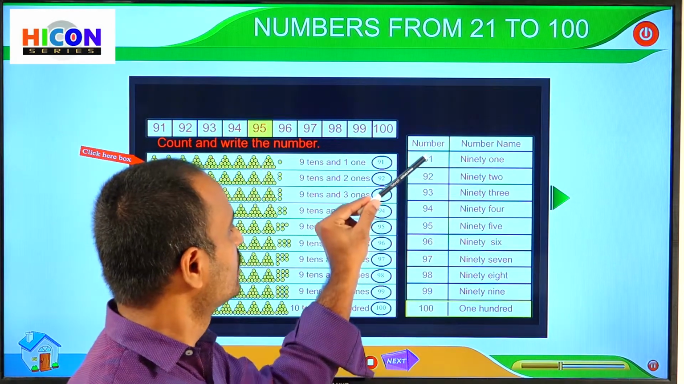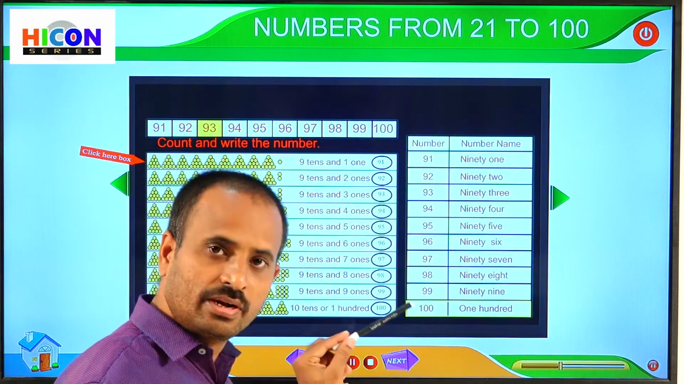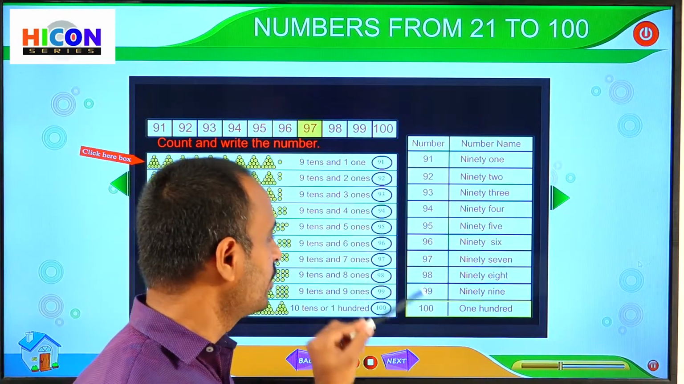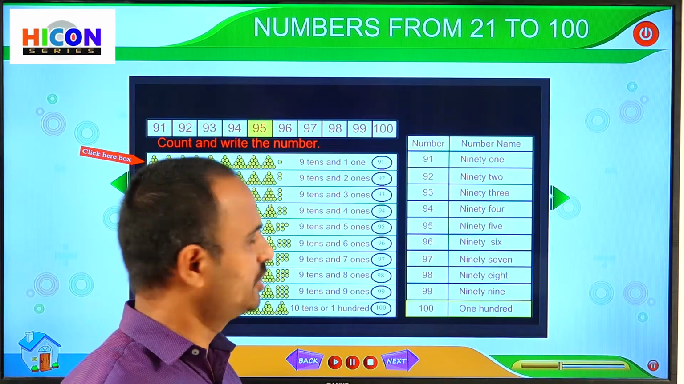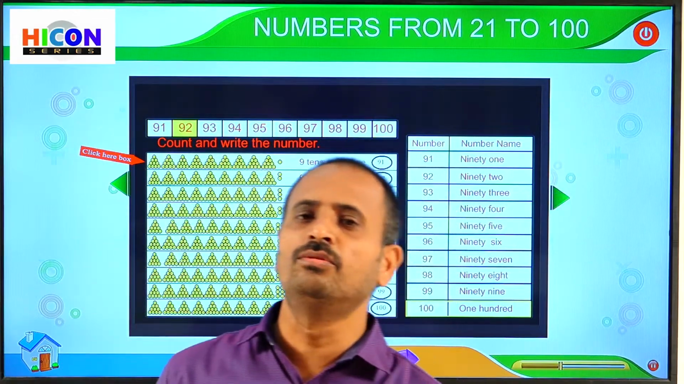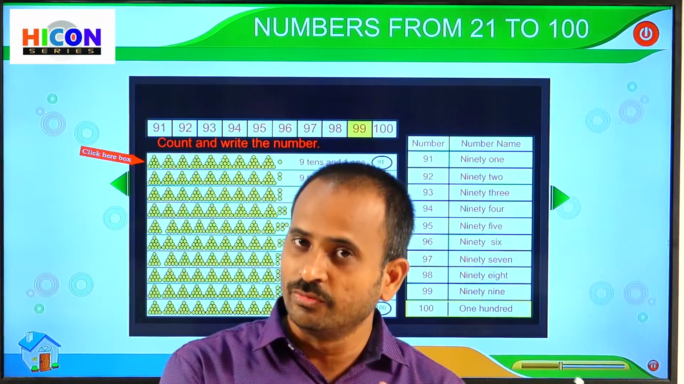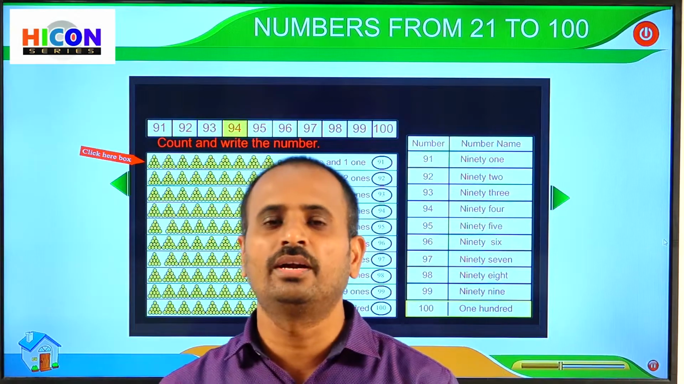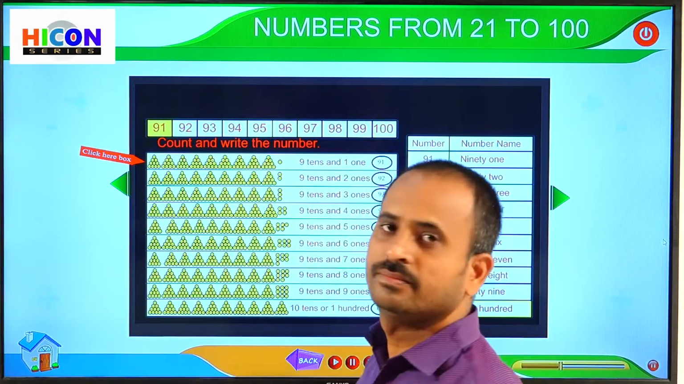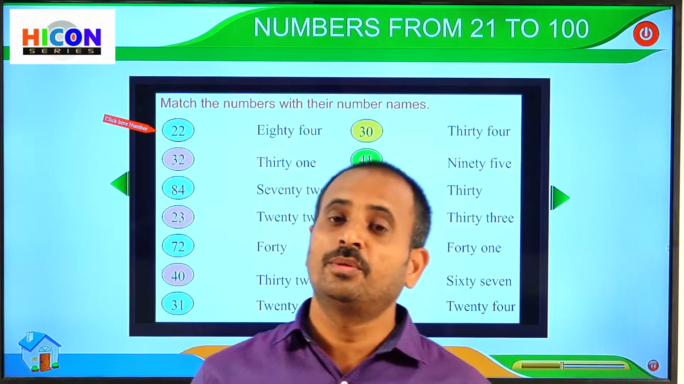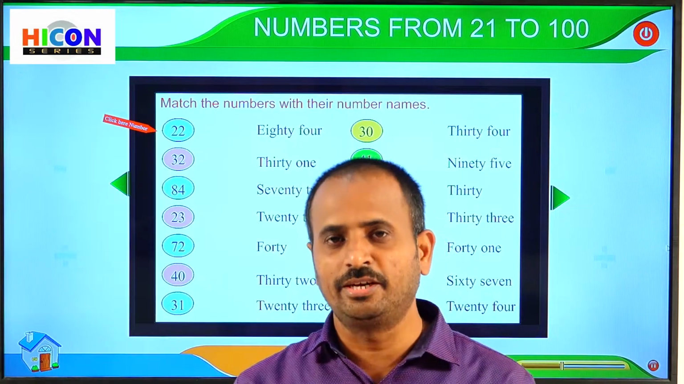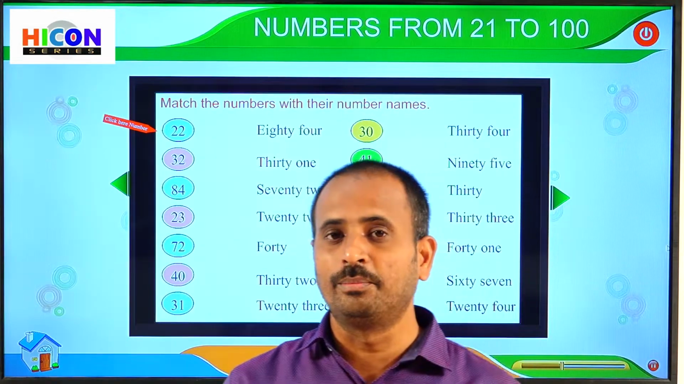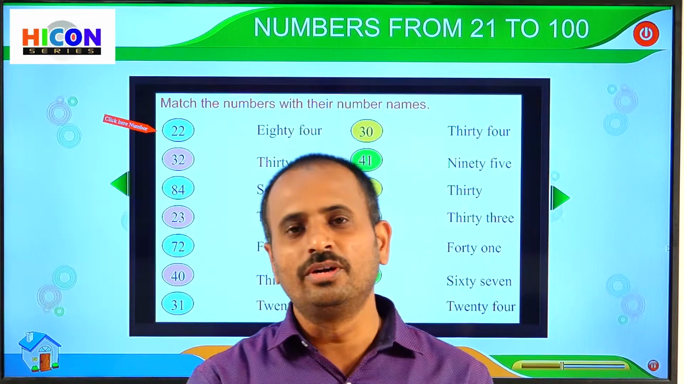So children, these are the numbers from 91 to 100 and these are the number names for these numbers. So children, this is the way how to write the numbers from 21 to 100. So we can easily write the numbers from 21 to 100 by using this process. Up to now we have practiced how to write the numbers from 21 to 100 and also we have learned how to write the number names for the numbers from 21 to 100.